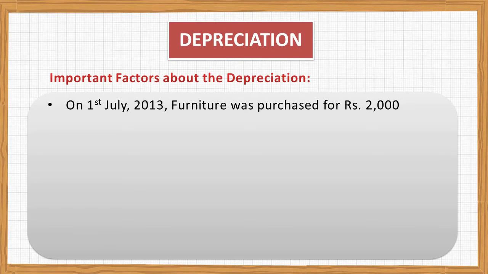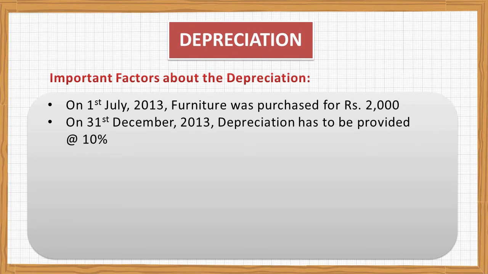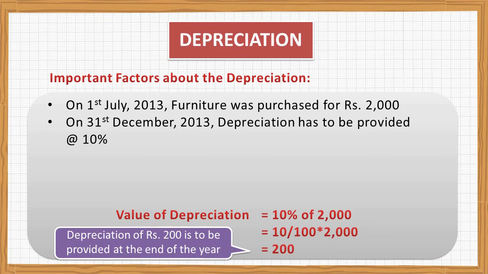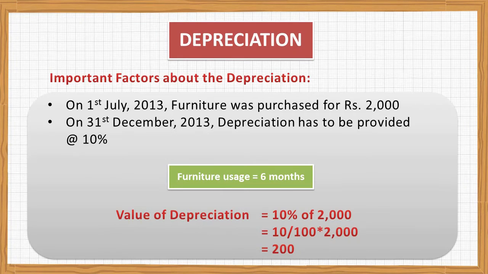Suppose on 1st July 2013, furniture was purchased for rupees 2000, and on 31st December, you have to provide depreciation at the rate of 10%. So what will be the value of depreciation? 10% of 2000, that is equal to rupees 200. It means you will have to provide depreciation of rupees 200 at the end of the year. In fact, during this year, the furniture has been used only for 6 months.